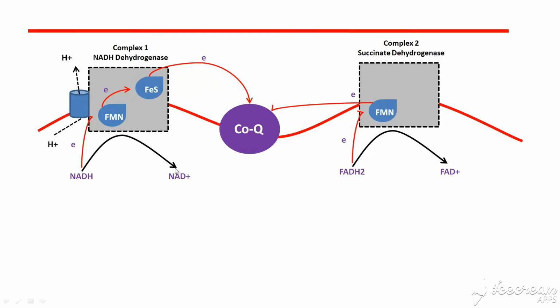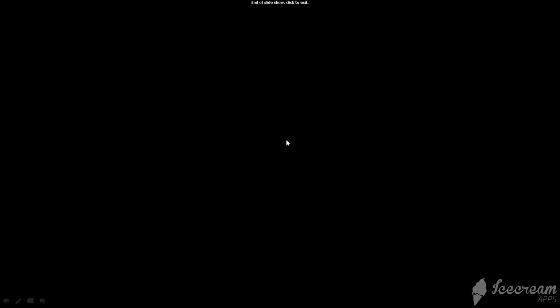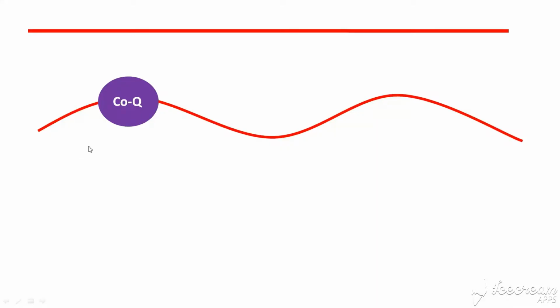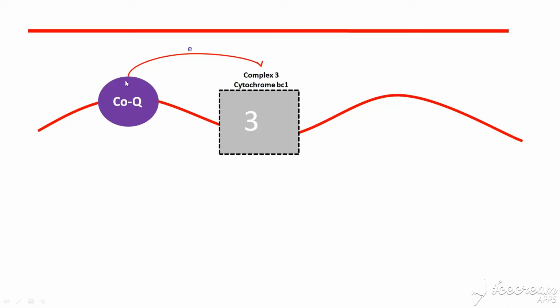So just to sum things up, NADH is going to be worked on by complex 1. FADH is going to be worked on by complex 2. They're both going to take those electrons and eventually give them to coenzyme Q. So now we've reached a state in which the coenzyme Q is going to have all the electrons. So what it's going to do is that it's going to give these electrons to complex 3.